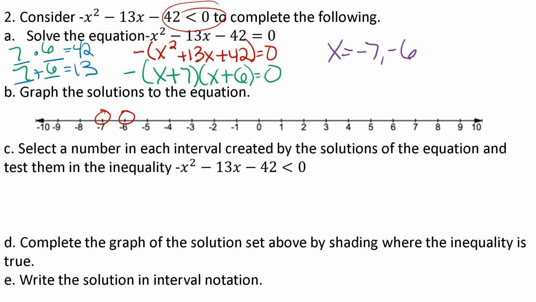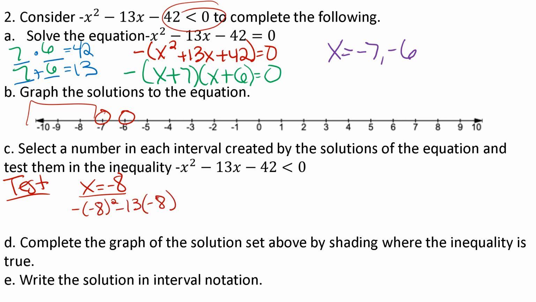All right, so now we need to figure out where we are shading. So we need to do our little testing. I'm going to do the first interval over here on the left. We just need to test anything that's less than negative 7. I'm just going to do negative 8. In my equation, I'm going to replace everywhere I see an x with a negative 8. So it'll be negative 8 squared minus 13 times negative 8 minus 42.